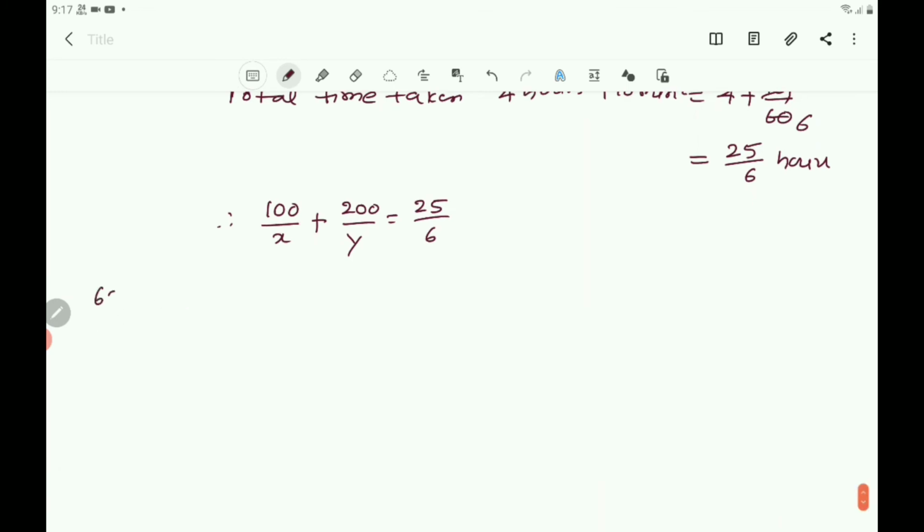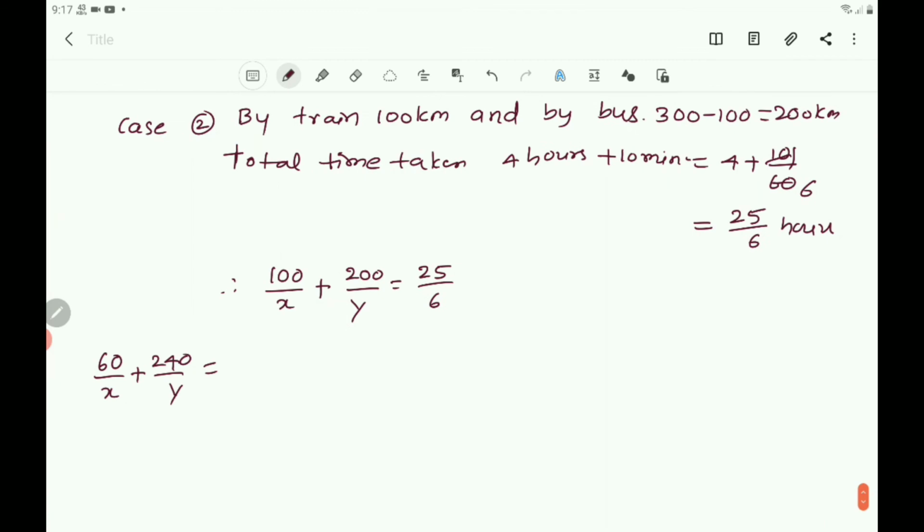60 by x plus 240 by y equals 4. That implies, here you can cancel 4. 4 ones are 4, 4 15s are 60, 4 60s are 240. So write it as 15 into 1 by x plus 60 into 1 by y equals 1.